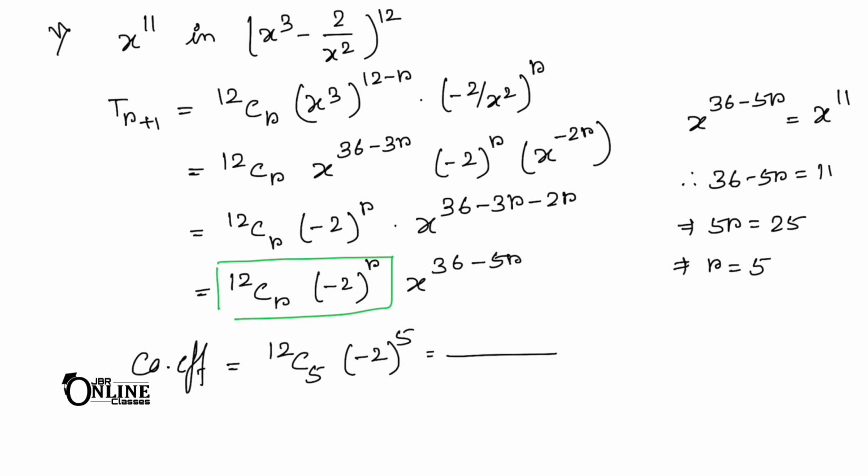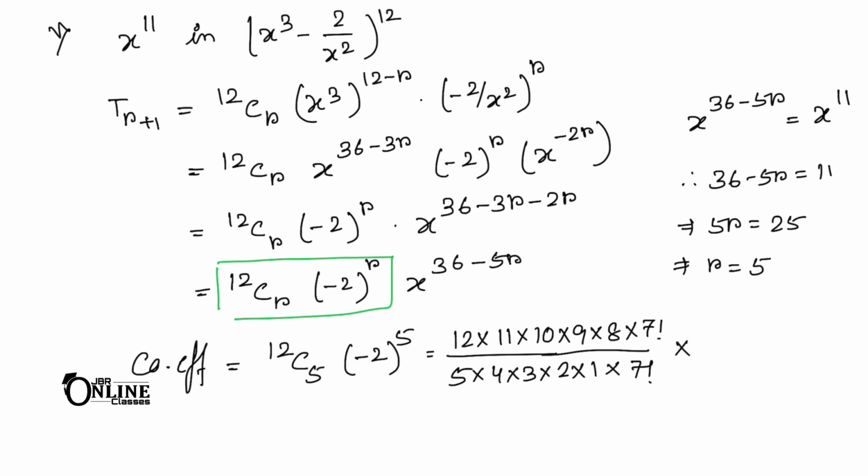Now 12C5 means first you write 12 factorial over 5 factorial and 7 factorial. So 12 into 11 into 10, after that 9, 8, and then write 7 factorial. Now 5 factorial means 5 into 4 into 3 into 2 into 1, and then 7 factorial. And here minus 2 to the power 5. You know the value, 2 to the power 5 means 32. So minus 32 will be there.